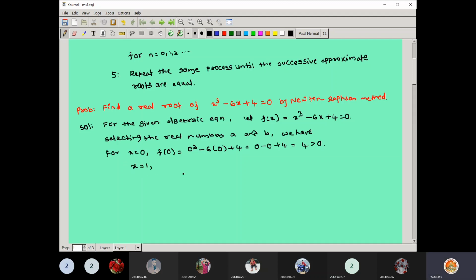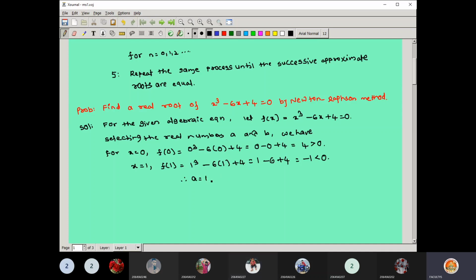Now you go for the next one, x equal to 1. f of 1 is 1 cube minus 6 into 1 plus 4, which is 1 minus 6 plus 4. How much are you getting? 5 minus 6 is minus 1, which is less than 0. So wherever you get opposite signs of f of a and f of b, better you stop the process. What is the a value? A is taken as the value where you are getting negative.